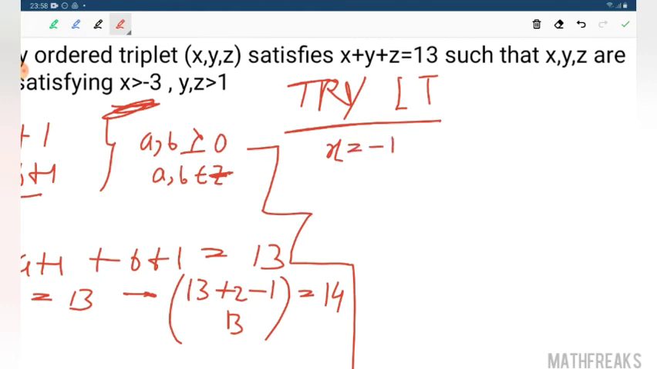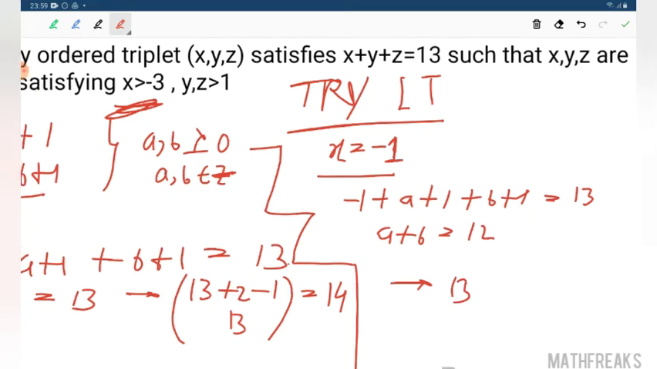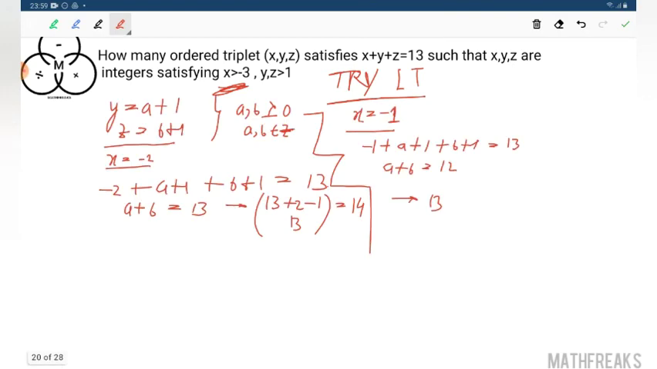When x equals minus 1, a plus b equals 12. How many ordered pairs would satisfy this? 13. So we have completed the cases of negative terms. Now the next case is what?